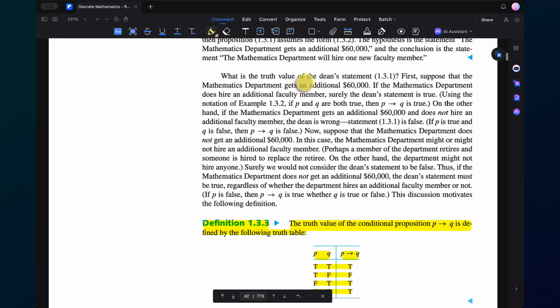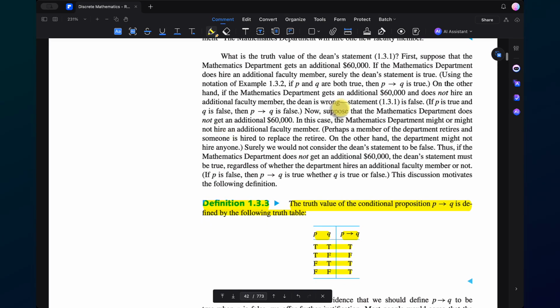So here we go. What is the truth value of the dean's statement? First, suppose that the math department gets an additional $60,000. If the math department does hire an additional faculty member, surely the dean's statement is true. In other words, if they get the money and they hire another mathematician, then the dean's statement is true. On the other hand, if the math department gets an additional $60,000 and does not hire an additional faculty member, the dean is wrong and the statement is false.